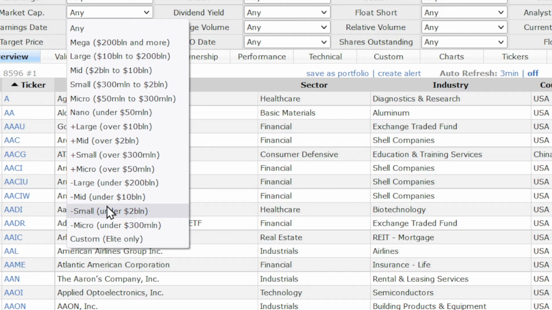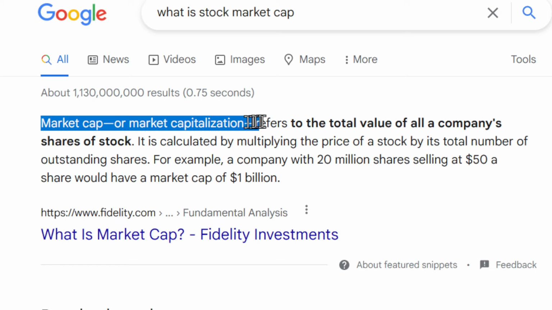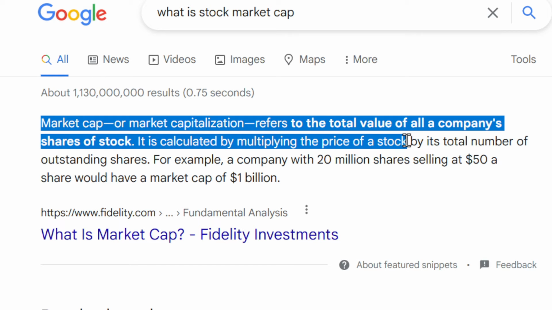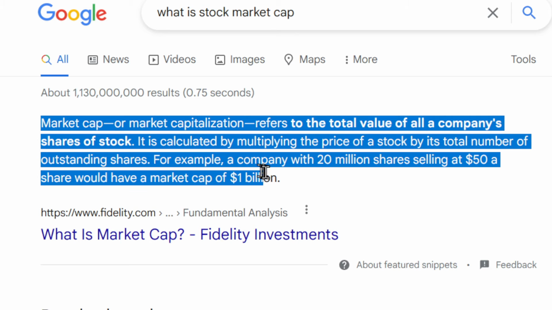Now I'm going to do this, but later on I can show you that because of other filters, we actually don't even need to pick the market cap. What is market cap? Market cap, or market capitalization, is the total value of a company's shares. It's an indication of the value of the company. It's calculated by multiplying the price of one stock by its total number of outstanding shares. We won't get into what outstanding shares is at the moment, but that's a very basic introduction to market cap.